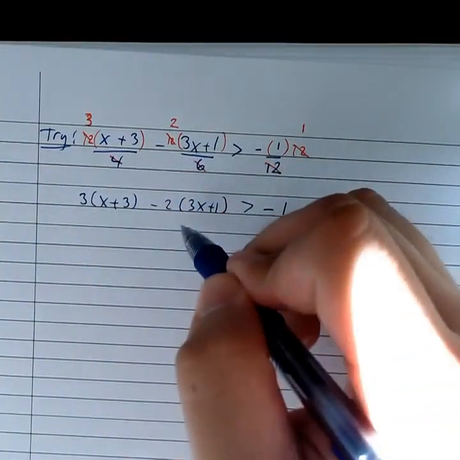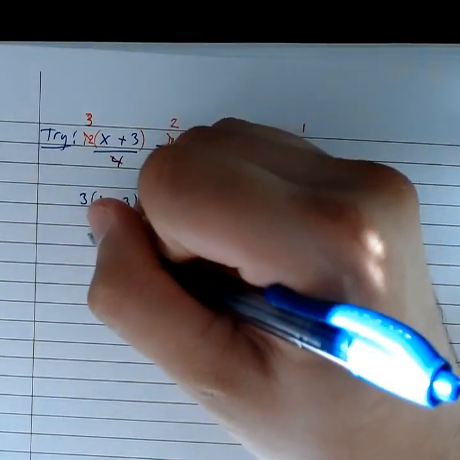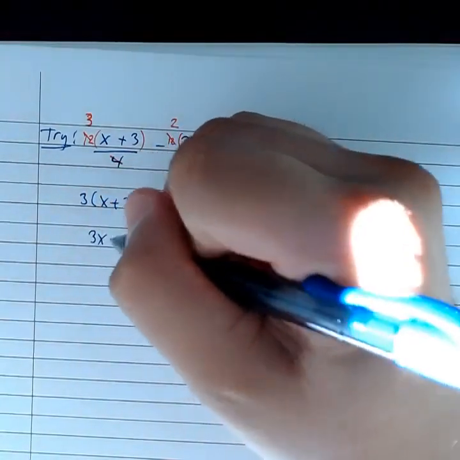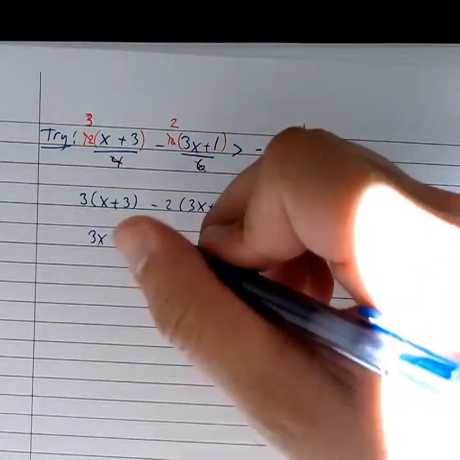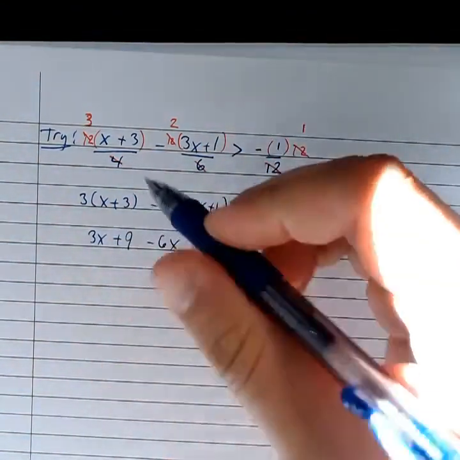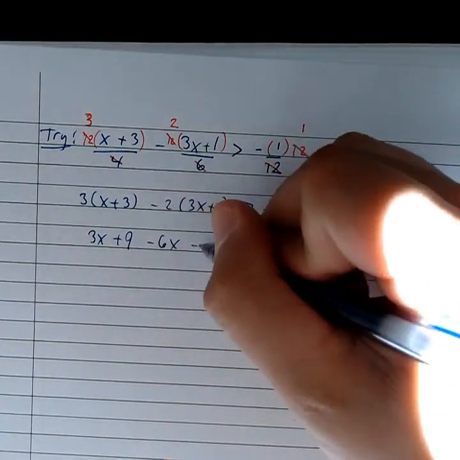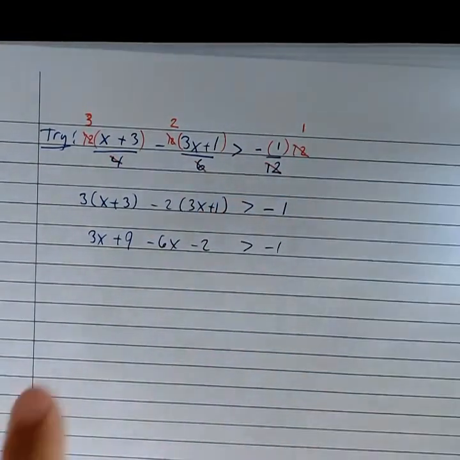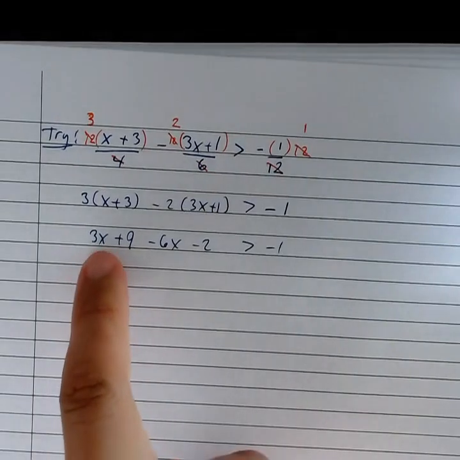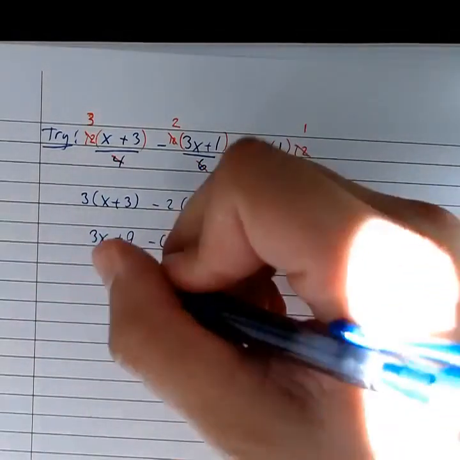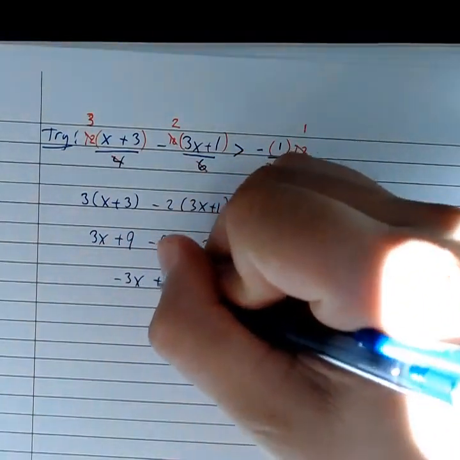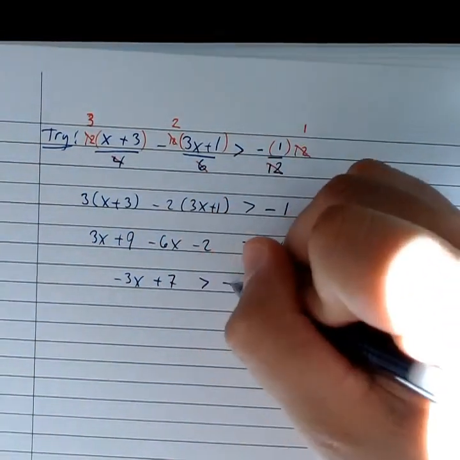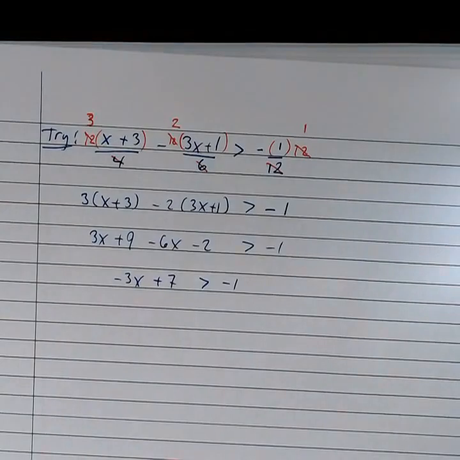Let me go ahead and distribute here. That's going to give me 3x, that's going to give me plus 9. Negative 2 times 3x is negative 6x, and negative 2 times 1 is negative 2, like that. And then I can combine my like terms. 3x minus 6x is negative 3x. 9 minus 2 is going to be 7. Just like that.